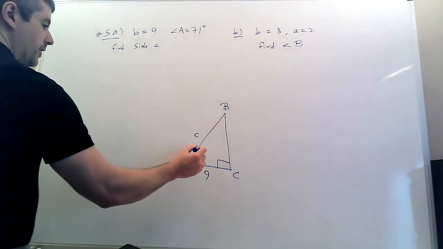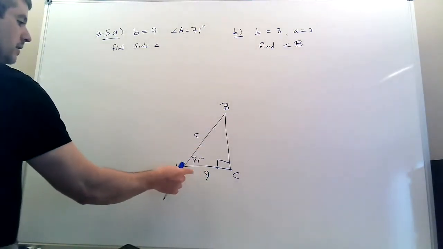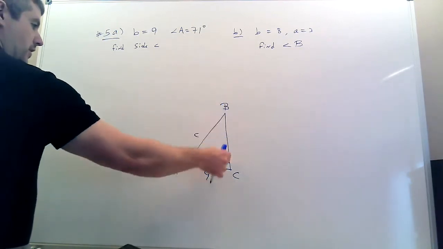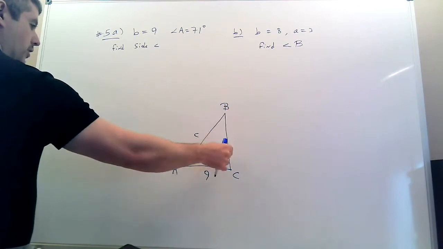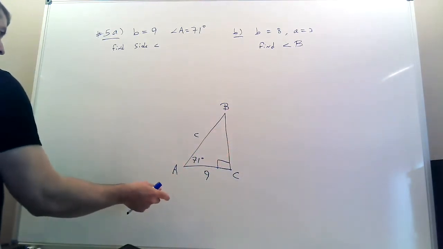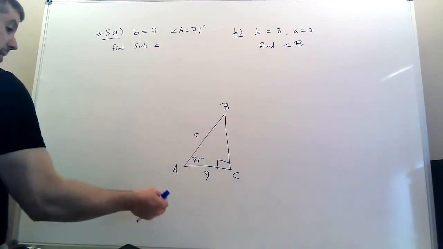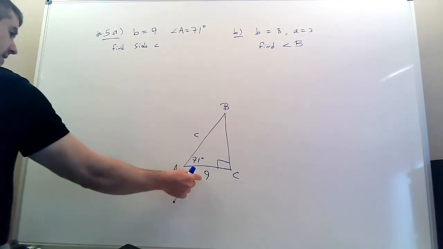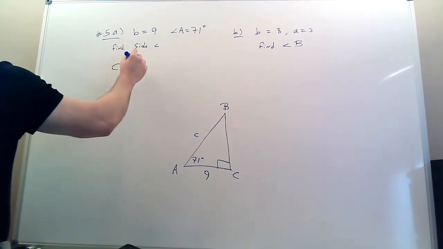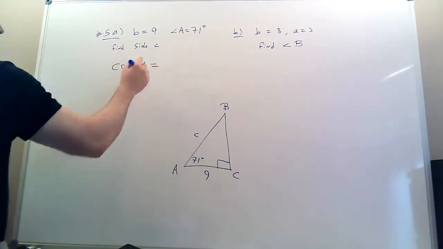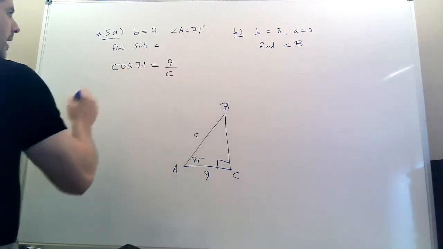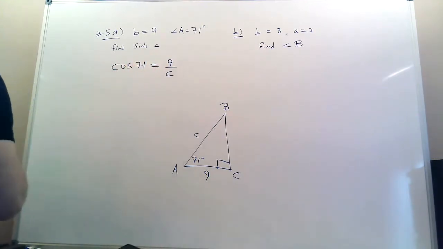So now if I'm down here at angle A, this is the adjacent side because it's touching A. This side here would be across from A. I don't know that. So of my choices, I have sine, cosine, tan. Since I have the hypotenuse, it can't be tan. It has to be sine or cosine. Since I have the adjacent side, I got to pick cosine. So my equation is going to be cosine 71 equals what? Adjacent side over the hypotenuse.